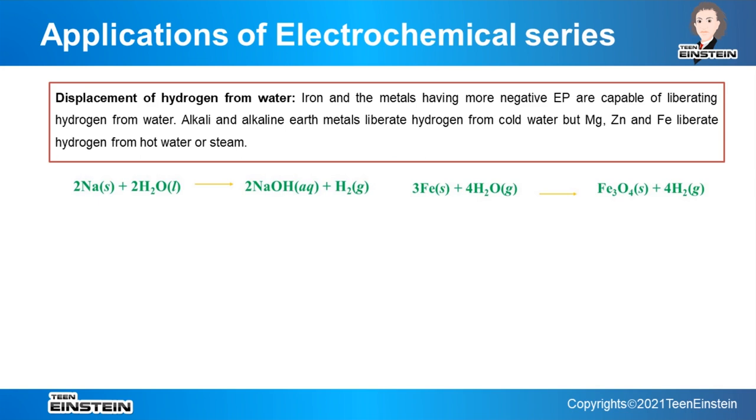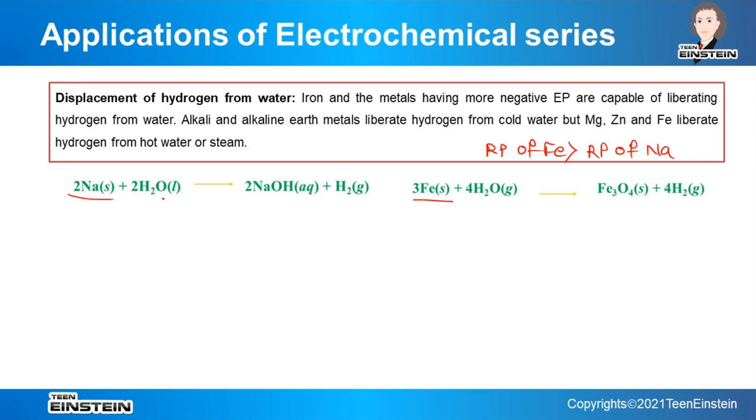Now the fourth type is displacement of hydrogen from water. We have already seen displacement of hydrogen from acid, but now instead of acid, the reaction is occurring with water. Here we have taken two examples, iron and sodium. Now we know that iron is less electropositive compared to sodium, and obviously the reduction potential value of iron is greater than the reduction potential of sodium, but sodium is more electropositive, right?